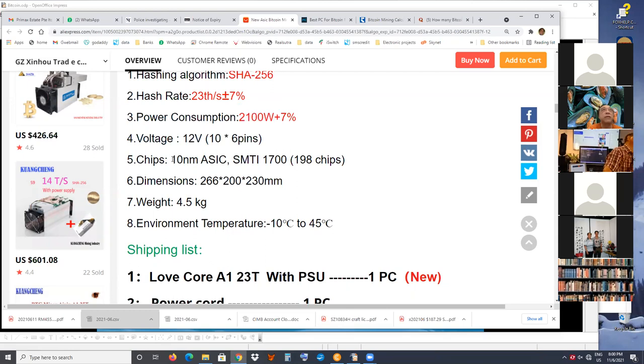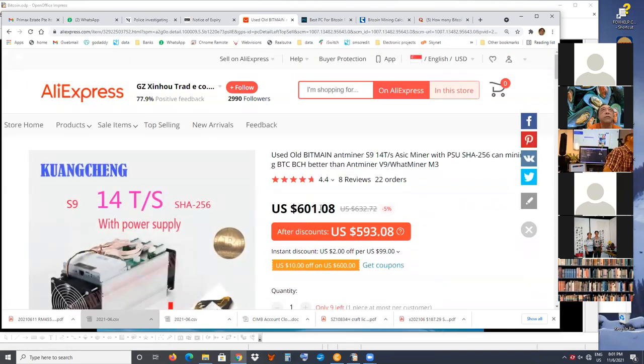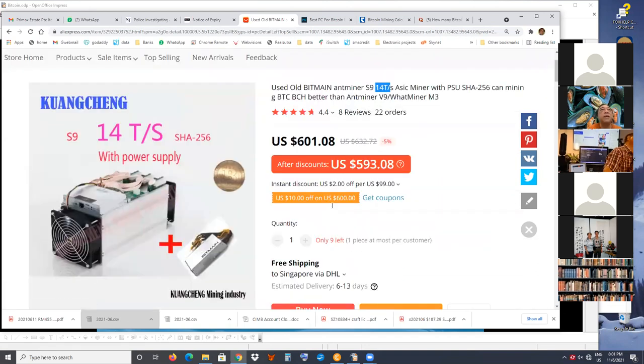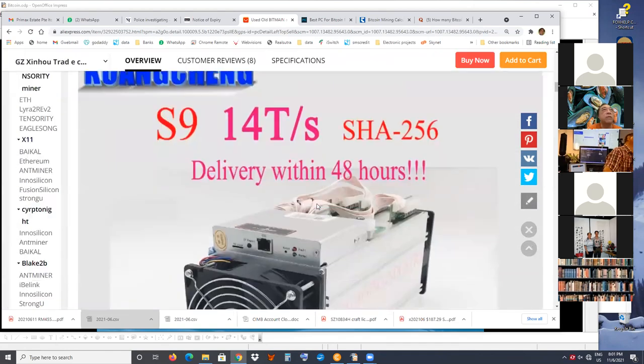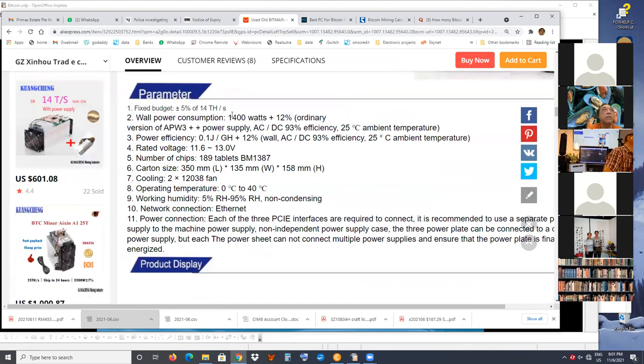Because this one uses a 10 nanometer chip, the power consumption is considered lower. If you buy the old ones, they may use a bigger chip, let's say 14 nano, and then the power consumption will be higher. For example, this one is $600 US and is only 14 tera, 14 million mega. Look at the power consumption, 1,004, 1.4 kilowatts. This one didn't tell you what chip they use. Anyway, you compare all this power and so on.